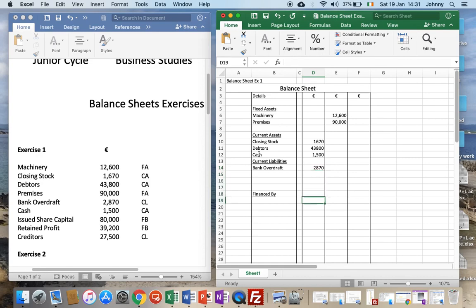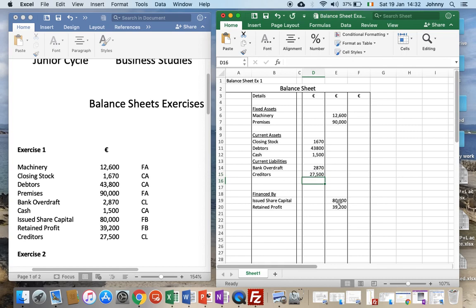And then we've got issued share capital, which is one of the main ways of financing a business, so that was 80 grand. We have retained profit, 39,200, so that's another way of financing a business. So retained profit, remember, is some of the profit the business has made and has decided not to pay out. We're going to keep it in the business and use that for financing as we expand our business. And the last number then is creditors, 27,500. So that's a current liability. Okay, so now let's move on to the second stage.